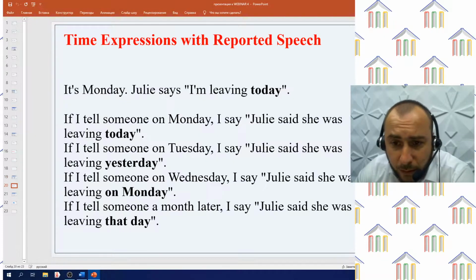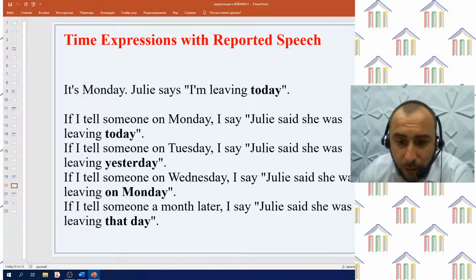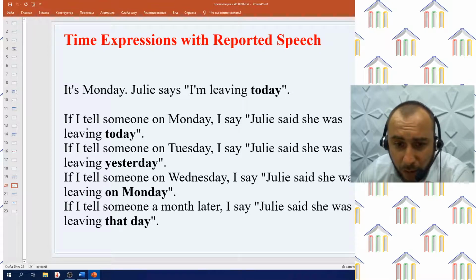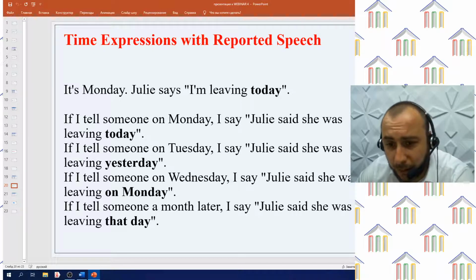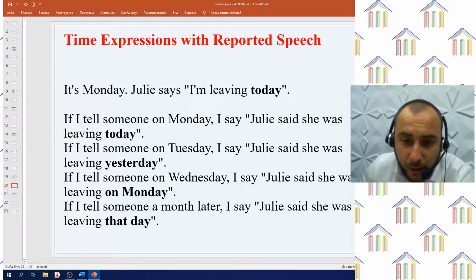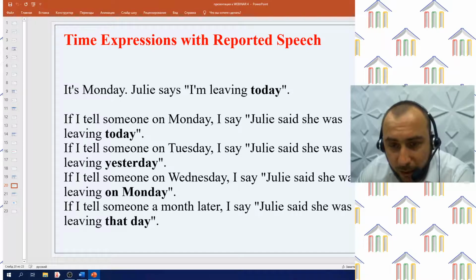Time expressions with reported speech. Sometimes when we change direct speech into reported speech, we have to change time expressions too. We don't always have to do this, however. It depends on when we heard the direct speech and when we say the reported speech. For example, it's Monday, Julie says, I'm leaving today. If I tell someone on Monday, I say, Julie said she was leaving today. If I tell someone on Tuesday, I say, Julie said she was leaving yesterday.